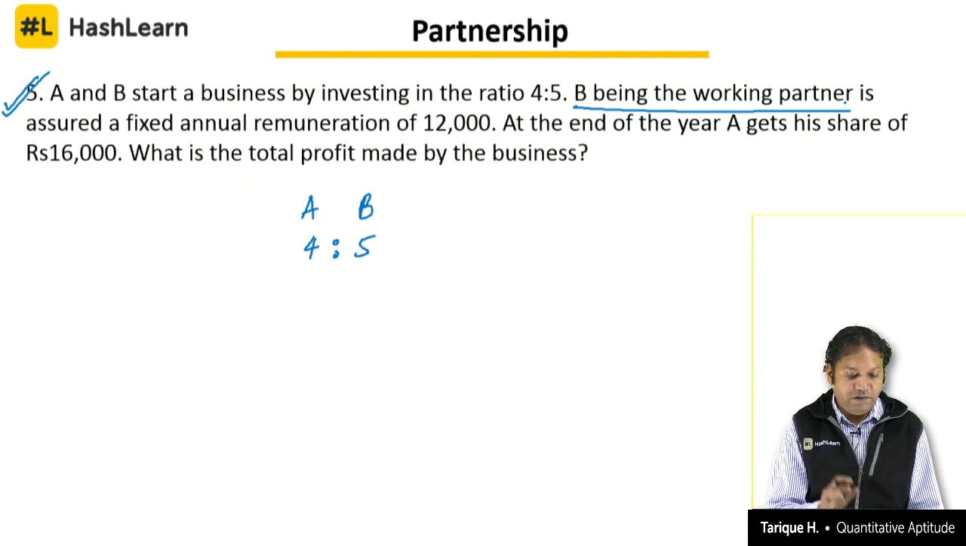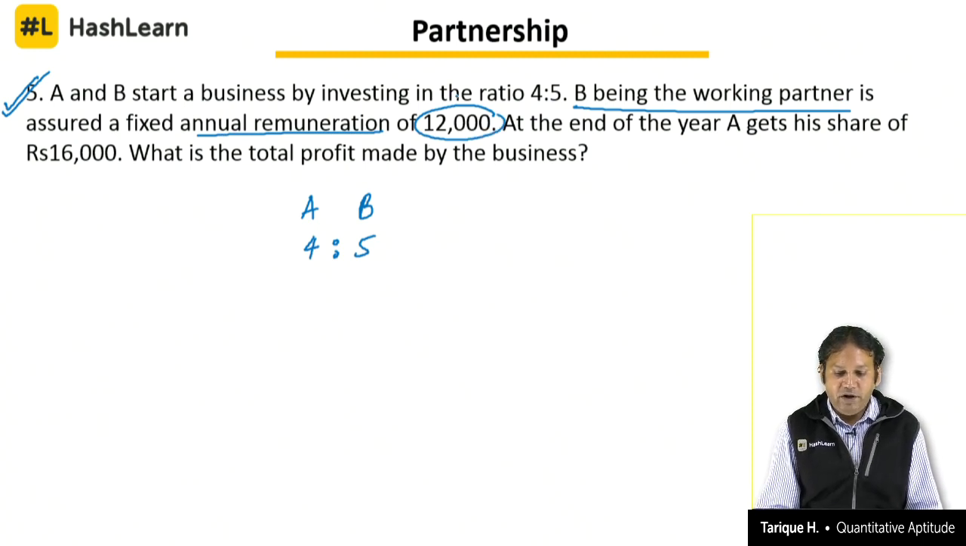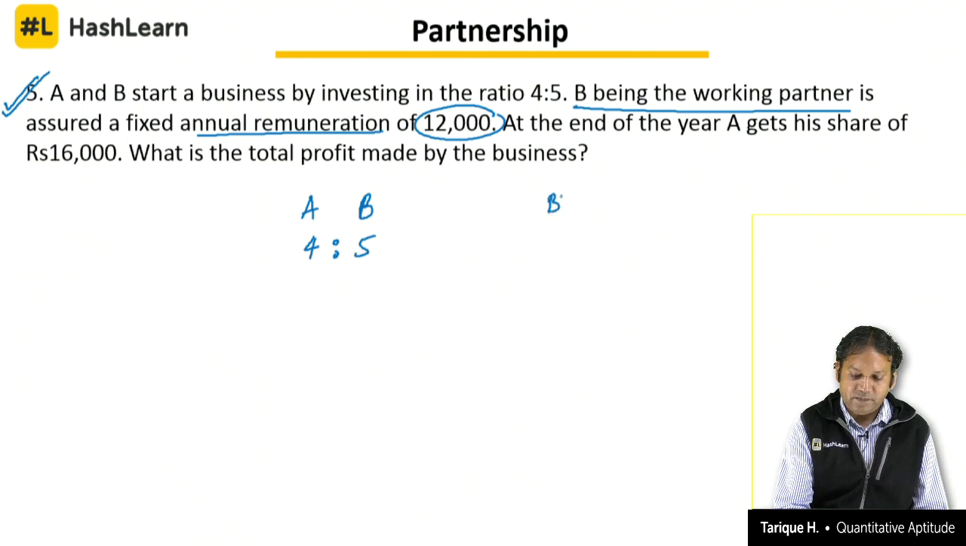B is assured of a fixed annual remuneration, an annual salary. What is B's salary? 12,000 rupees. At the end of the year, A gets his share of 16,000. What is the total profit made by the business? So what is B's salary?